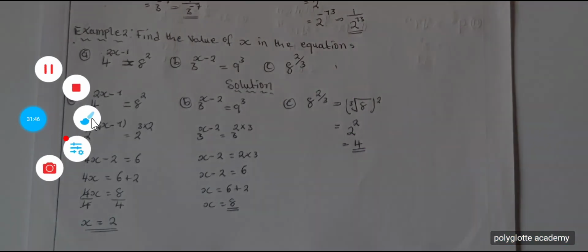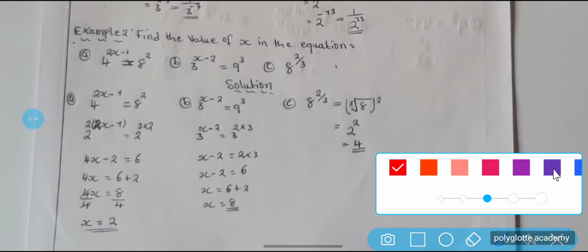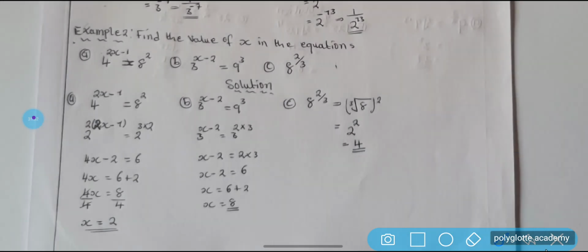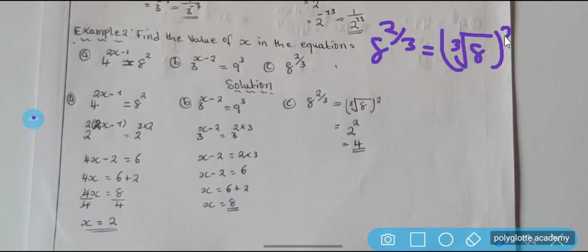The next one here is 8 to the power 2 over 3. So by our law, there's a law that states that the 3, this divisor, comes here, and we have our 8, and the power goes up. So this implies let me use the cube root of 8. The cube root of 8.